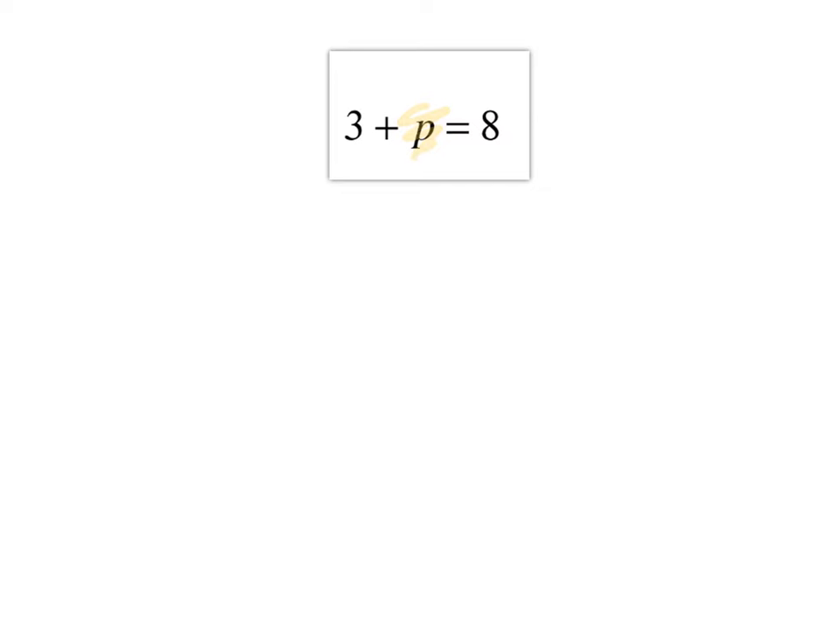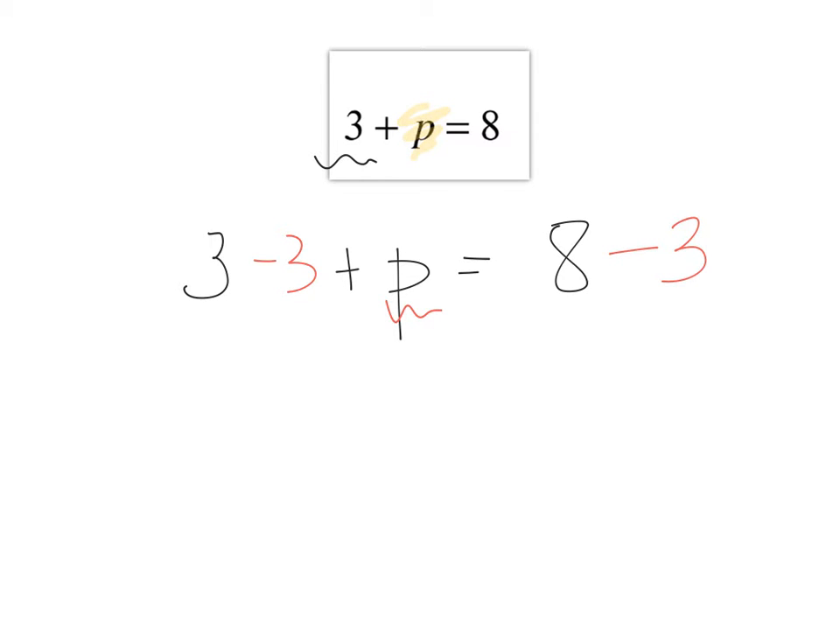So we're going to get rid of a plus 3 by subtracting 3 from both sides. To demonstrate that, I've rewritten the equation. So I'm going to subtract this 3 because I don't want it there anymore because I want p to be by itself. But if I subtract 3 from this side, I need to subtract 3 from this side as well. Simplifying that equation, we get p equals 5 like we expected.